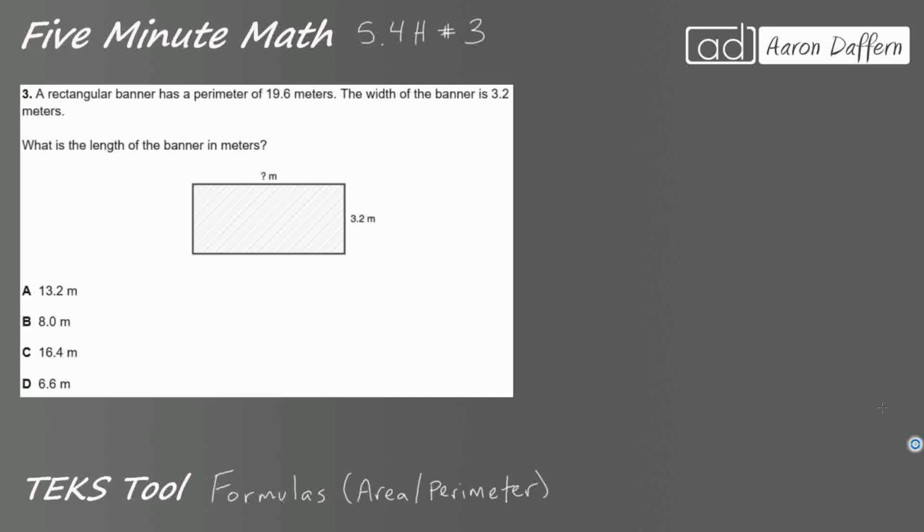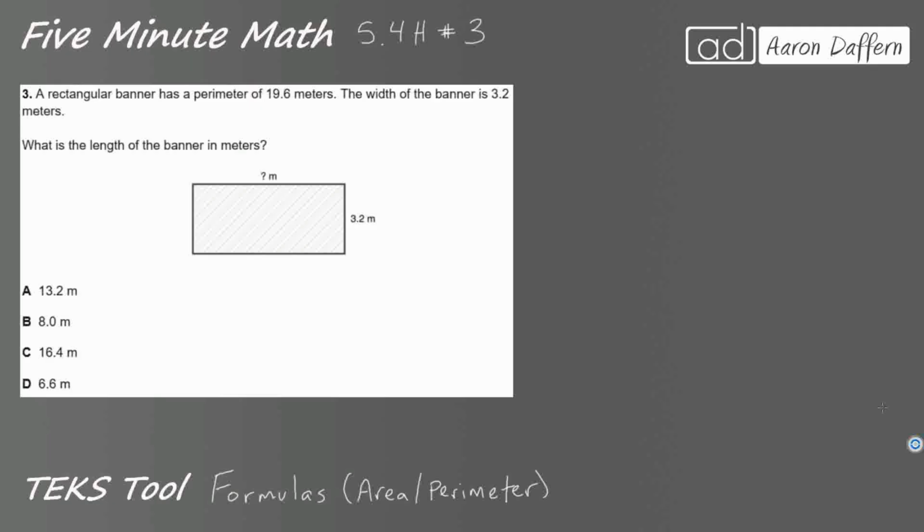Today we are looking at the TEKS tool formulas. We are working with area and perimeter with a problem related to TEKS 5.4H, and we'll solve it in 5 minutes or less. If you haven't done so already, please go ahead and take a moment to pause the video, work this problem out on your own, unpause it, and we will look at our answers together.